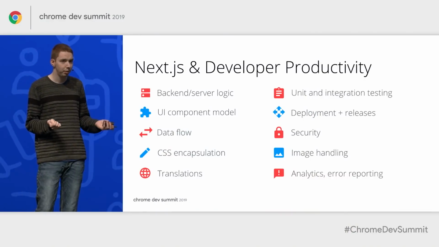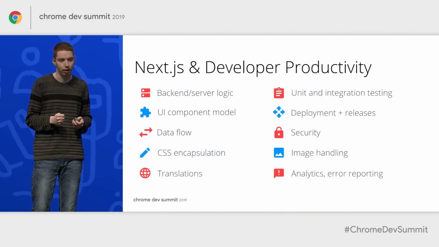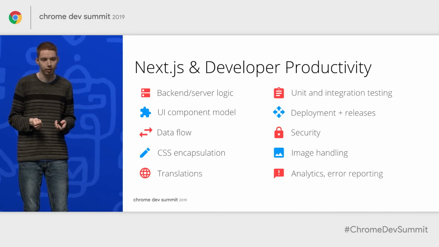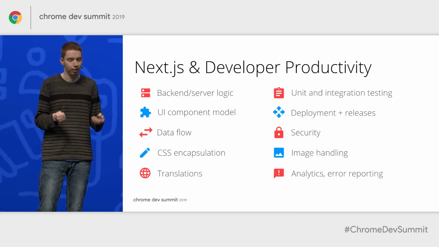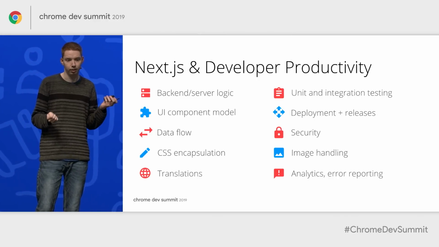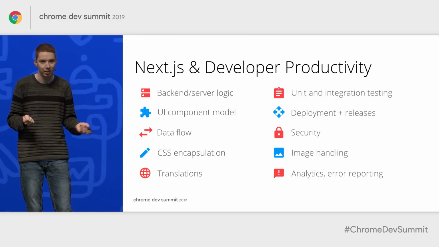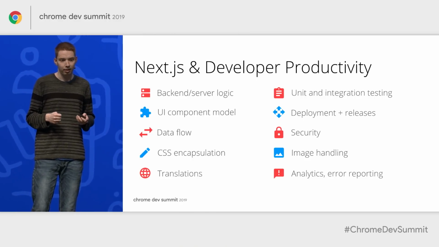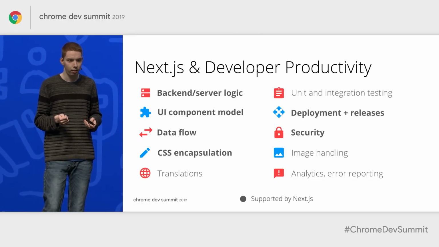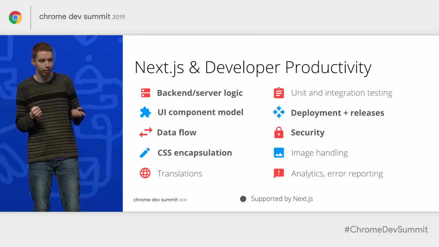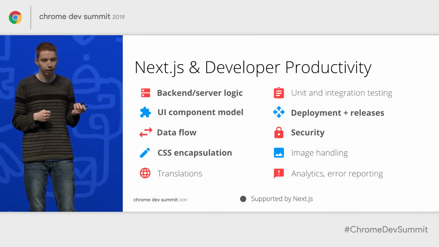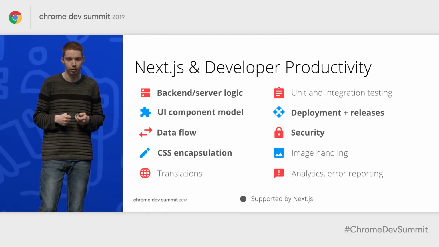So let's look at what Next helps you with currently. As Shubhie said before in this talk, there's a lot of things that you have to think about when you're developing a website or a web app. It goes from backend logic to unit testing, UI component models, and everything really. So Next helps you with a subset of these things today, which is the backend logic and server logic. It helps you with data fetching, but also with writing API routes if you want to.